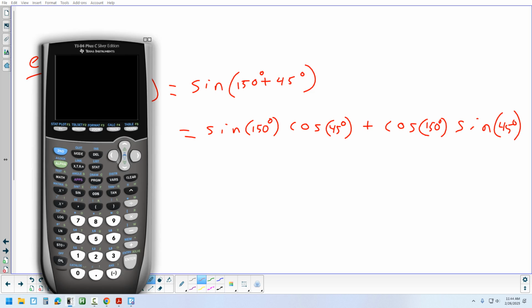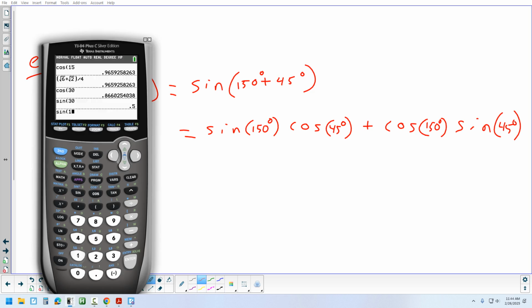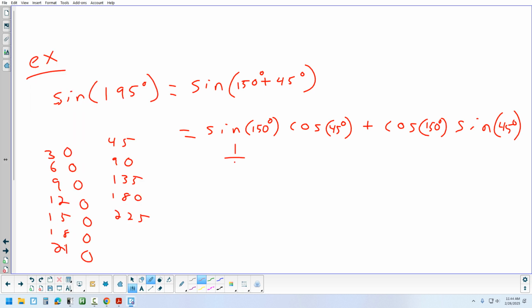All right. And if you don't know them off the top of your head, hopefully when you see the decimal, it'll jog your memory. Sine of 150, 1/2. That's the 1/2. Yeah. Cosine of 45, we've done that one a lot today.